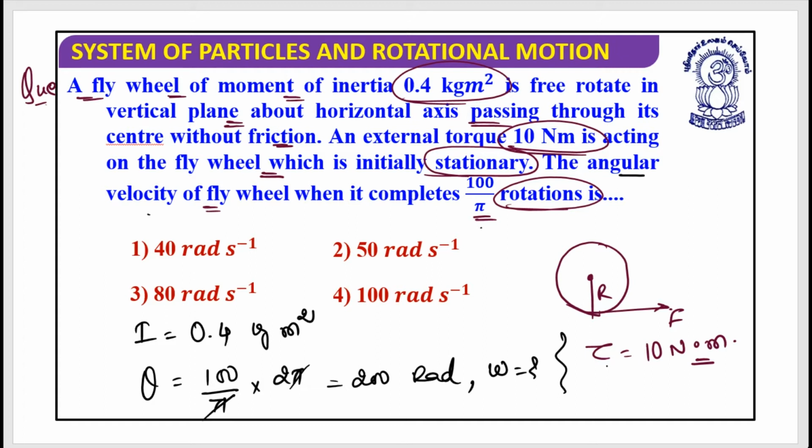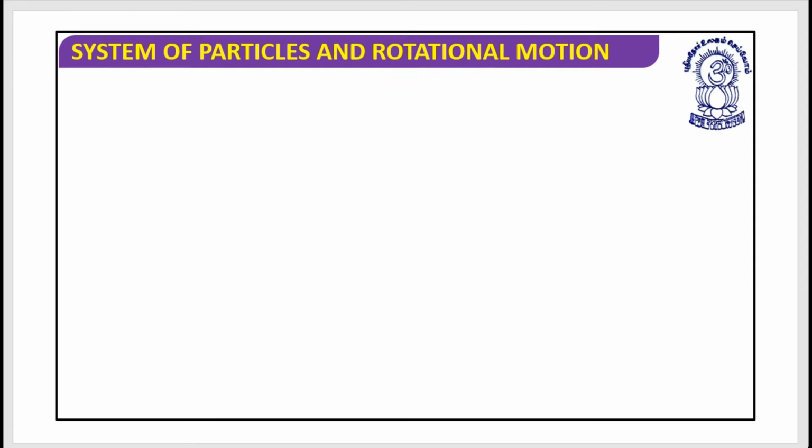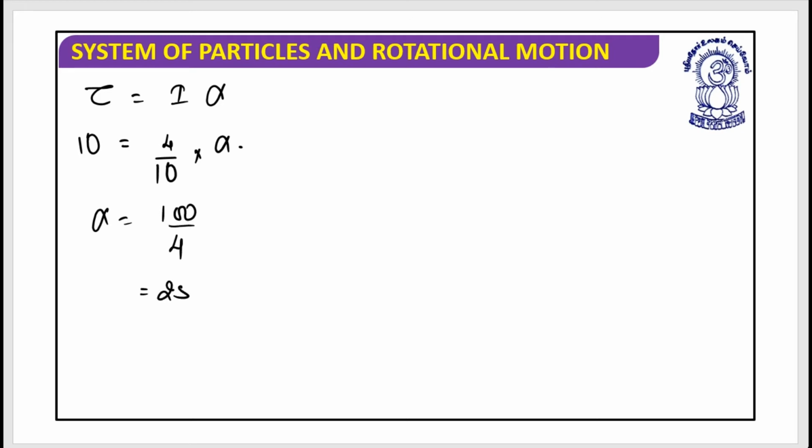So I have an option: torque equals I into alpha. The torque is given as 10 Newton meter. The moment of inertia is 0.4, that means 4 by 10, multiplied by alpha. So alpha should be equal to 10 into 10, that is 100 by 4, which is 25 radian per second square. Now I have alpha.